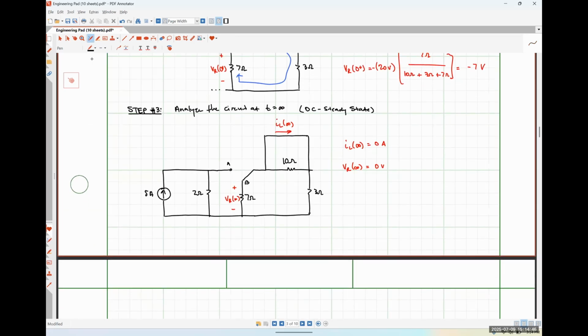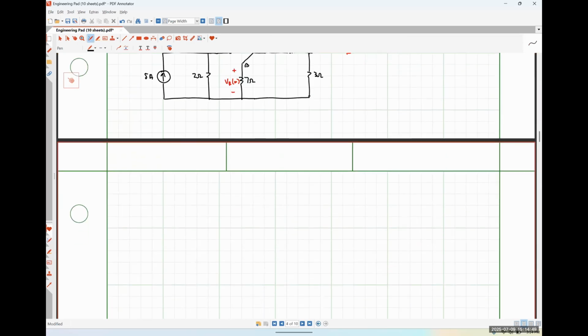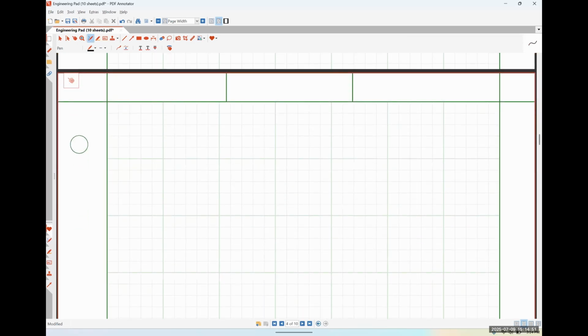Step number 4 is going to be determine LEQ and REQ during the transient condition. I'm going to put an underline under during because that is incredibly important.